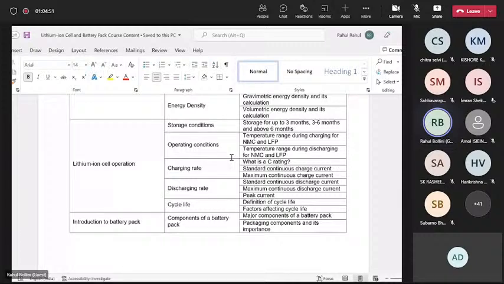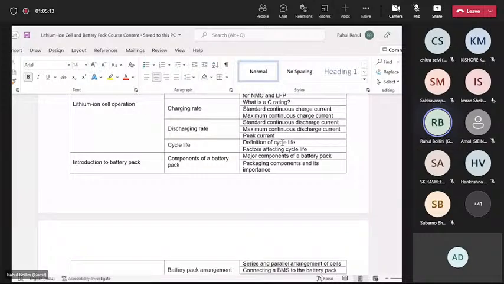Peak current is something when you want high torque and there's a pulse of high current when the voltage drops and the current is huge. And definition of cycle life, factors affecting cycle life, components.